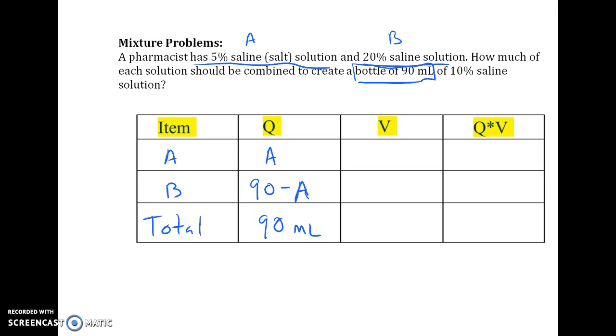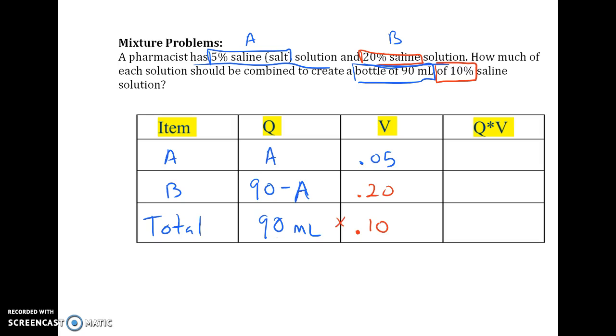I know that solution A is 5%. Solution B, 20%. And then just like last night, I talked about this, 10% saline solution. So now we actually have to use this one because it's part of our total. It's 90 milliliters of 10% saline solution.